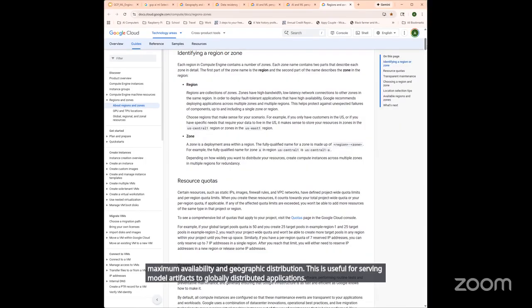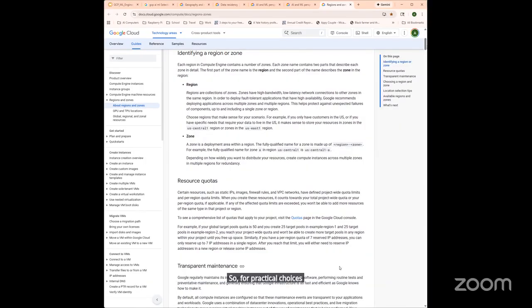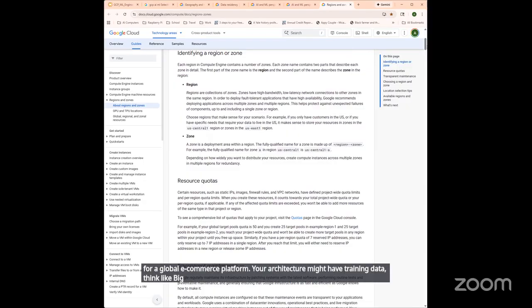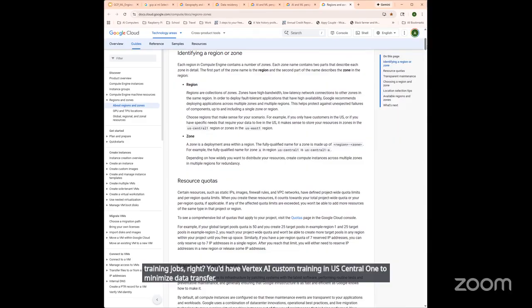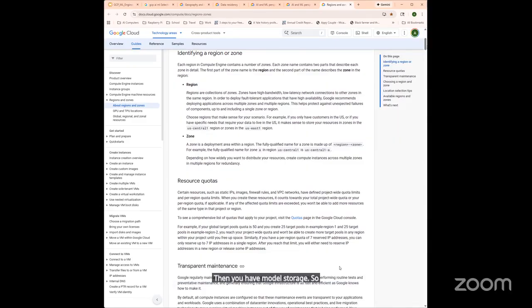So for practical choices, imagine building a fraud detection model for a global e-commerce platform. Your architecture might have training data, like BigQuery datasets in US Central 1, where your data warehouse lives. Training jobs: you'd have Vertex AI custom training in US Central 1 to minimize data transfer. Then you have model storage. Your cloud storage bucket in US Central 1 would be there for training artifacts.